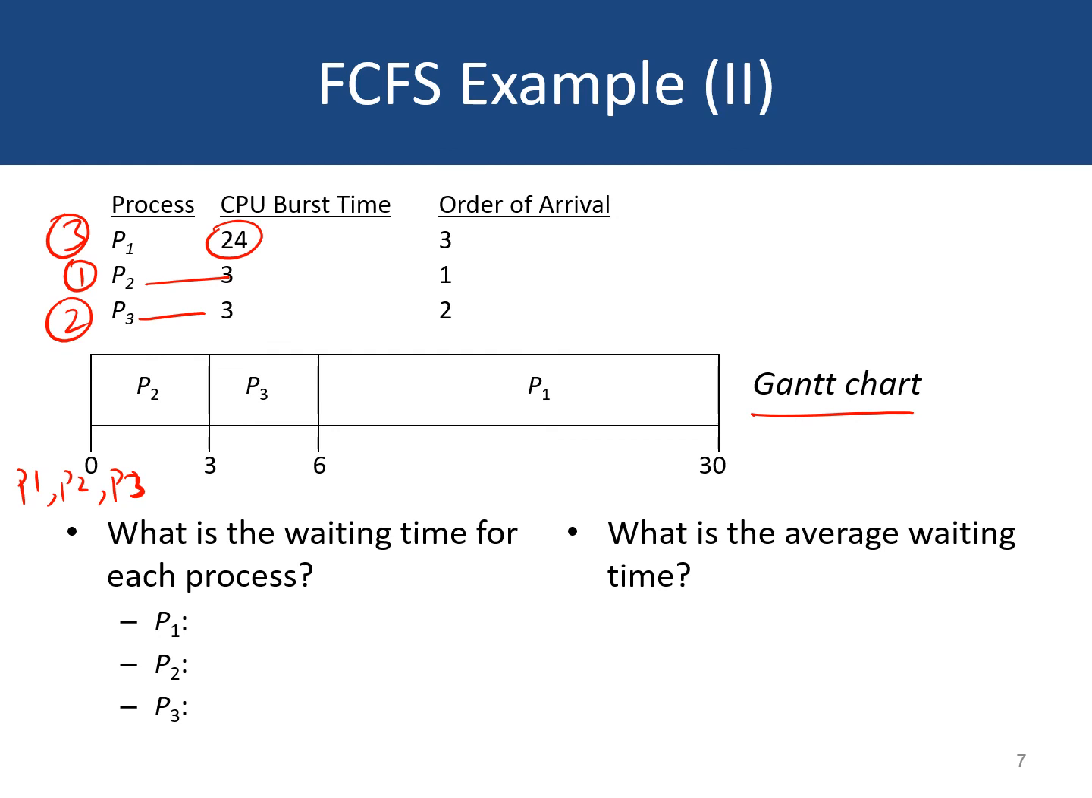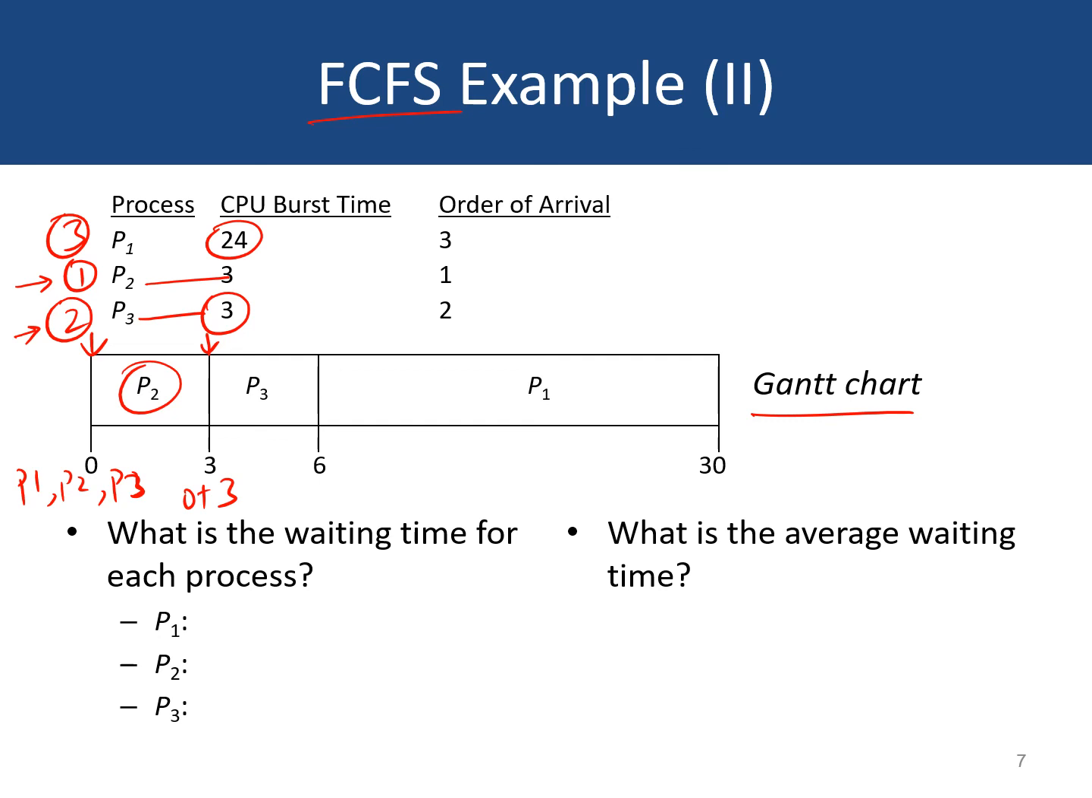In this case, because P2 arrived first, the FCFS scheduling algorithm will first schedule process P2 on the CPU. So P2 would start executing at time 0 immediately after entering the system, and it requires 3 milliseconds. So it will finish here at time 0 plus 3. Once P2 finishes, the CPU would be free again.